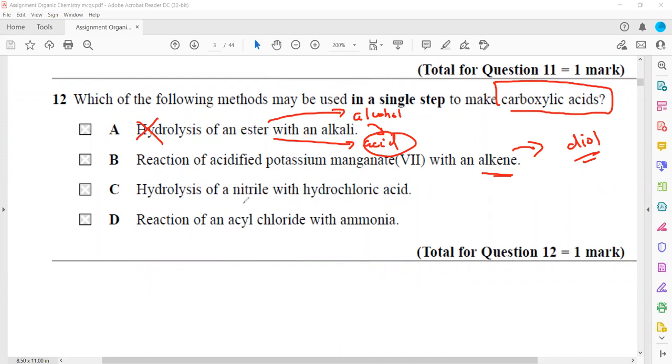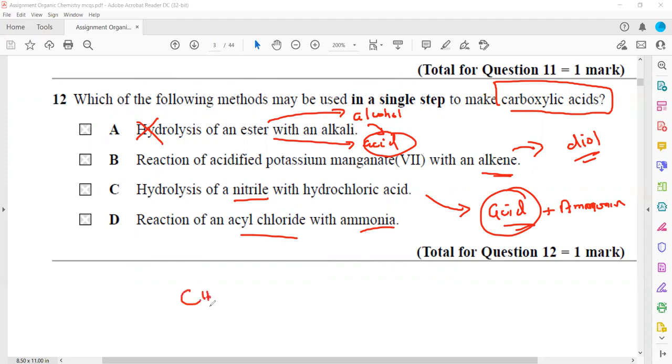The third one is hydrolysis of the nitrile group. When we do hydrolysis of these nitrile groups, what will be produced? It will produce carboxylic acid and ammonium salt. So because the carboxylic acid is there, in a single step we are able to produce this carboxylic acid. Then the reaction of acyl chloride with ammonia.